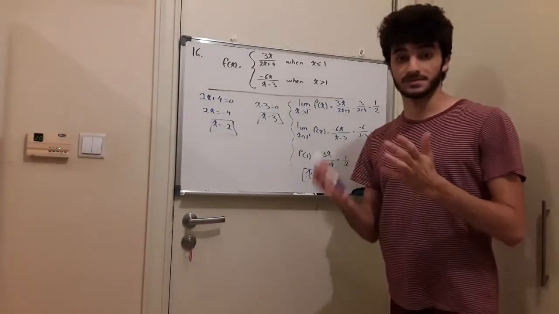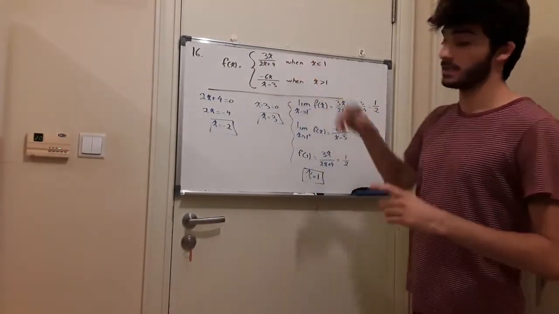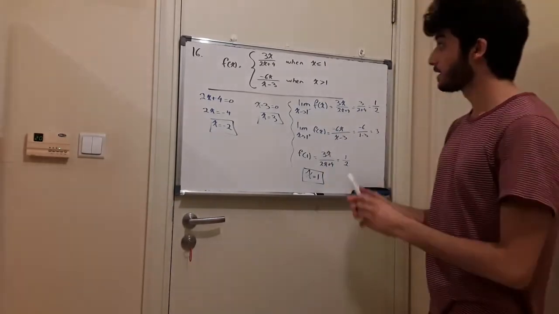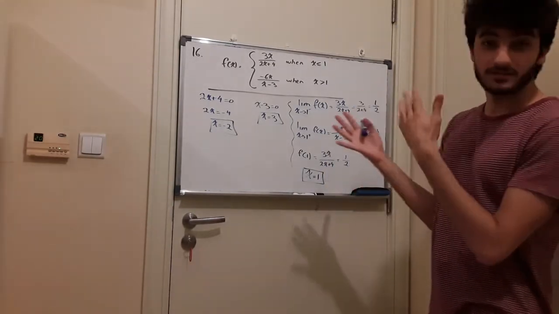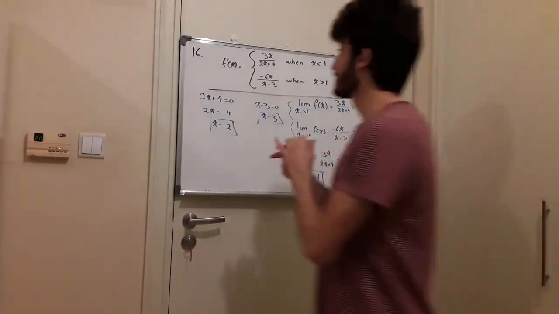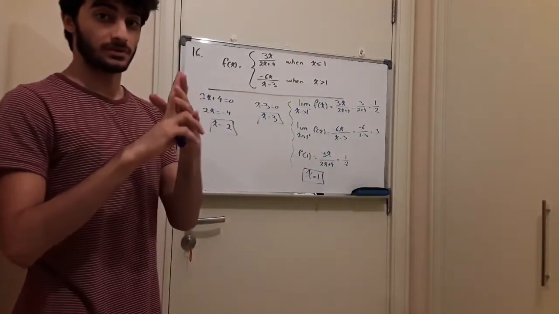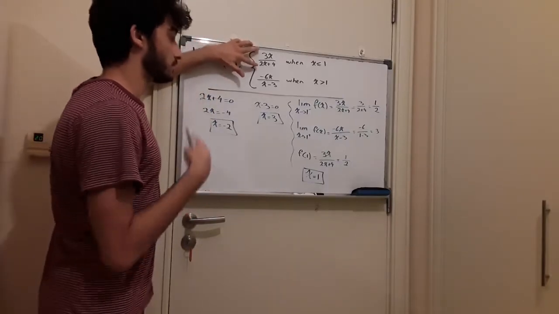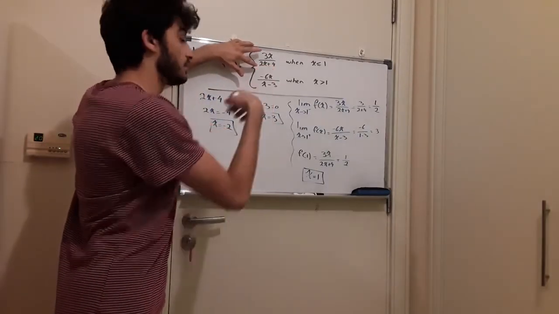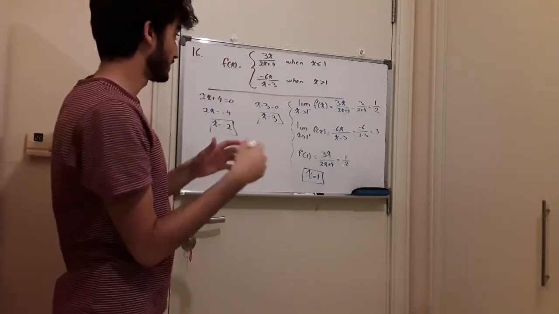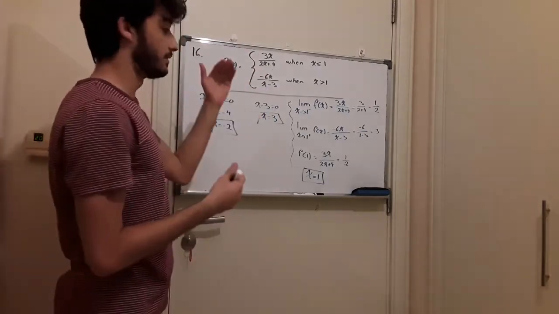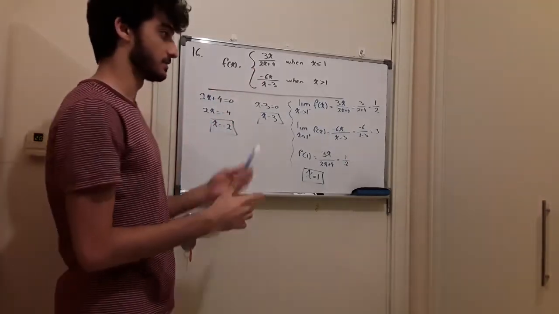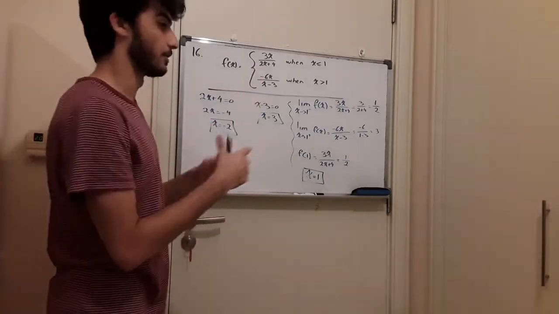So in question number 16, they give you this function and they're asking how many points of discontinuity it has. This kind of looks intimidating in the beginning, but you can easily find 2 points of discontinuity very quickly. The first one: you look at the top one and see what's going to make the denominator 0. If it makes the denominator 0, then the function will be discontinuous at that point because 0 is undefined in the denominator.